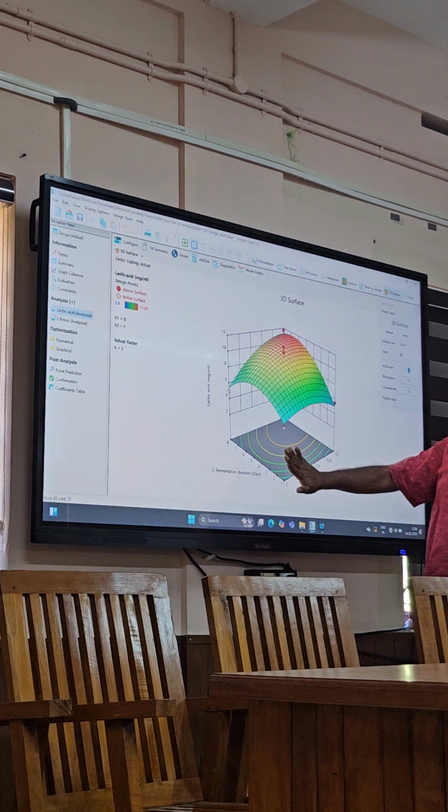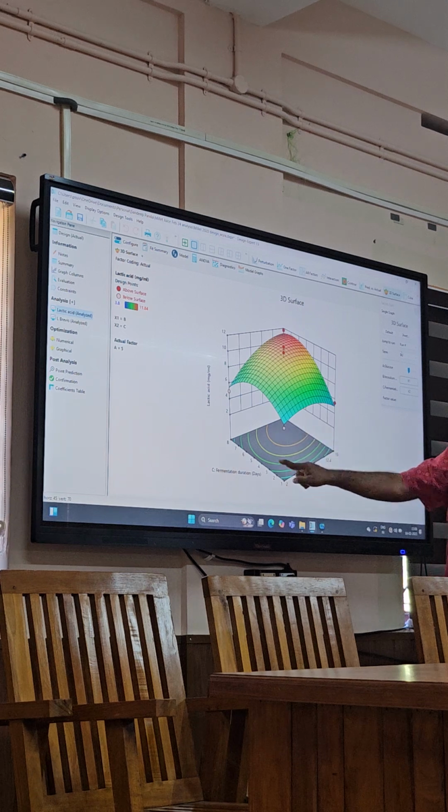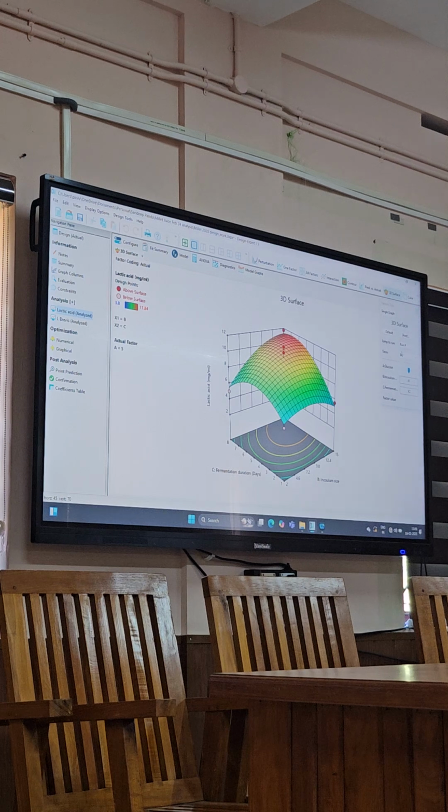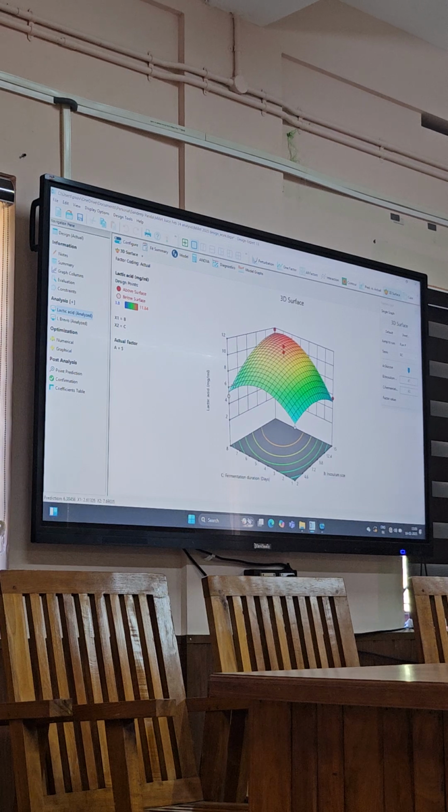What you can do, this is the contour plot. I can show you separately. This is the contour plot and this is the 3D plot. Here, fermentation duration and inoculum size are your variables, and based on that, lactic acid content is the response. But you have to put a cursor here and slowly move, and you have to identify the lactic acid value. It will come down here.